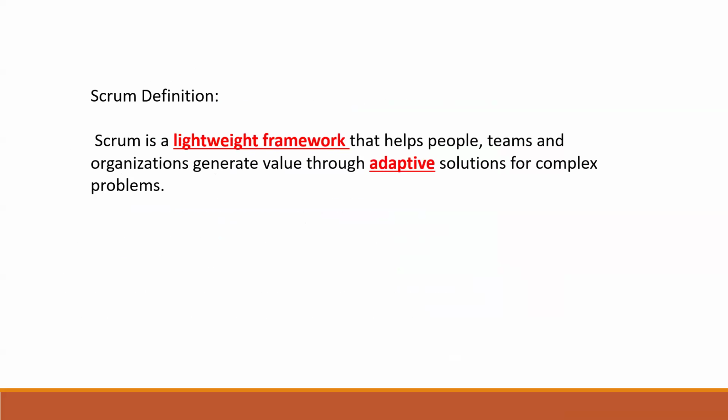When you talk about a framework, there are certain rules and principles to be followed. You have a Java framework, and there are so many other frameworks out there. A framework means this is the structure that has to be followed. Scrum is also a framework which helps people, organizations and teams by providing solutions. These solutions are very adaptive. You provide the solution, and if the client is not happy, you change it and present it again. That is the adaptive way of giving a solution.